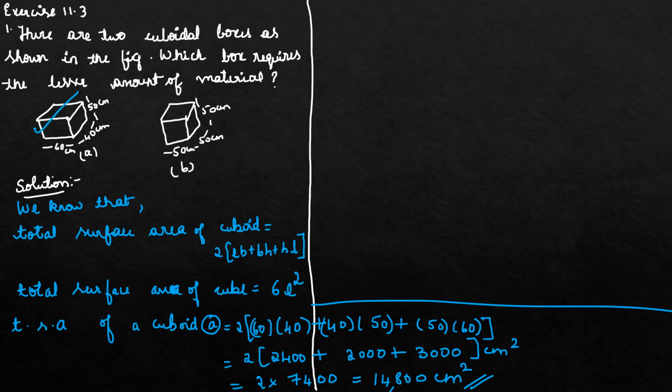Now let's see B figure. Total surface area of cube, that is B figure, is 6L square. That is 6 into length, how much? 50 square. That is 6 into 50. How much? Let's calculate. 50 into 6. 6 5s are 30, 300.